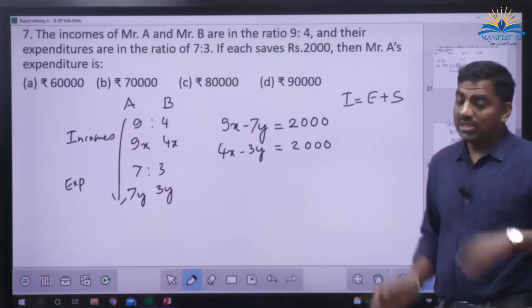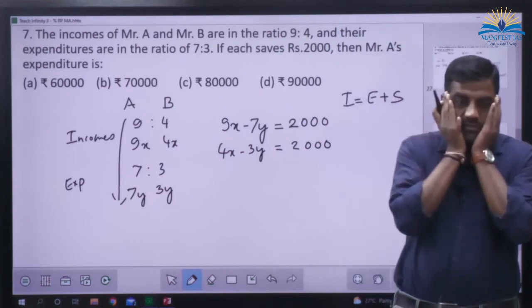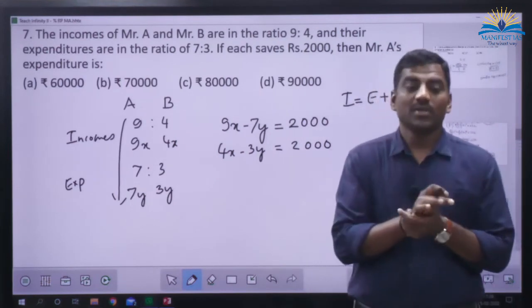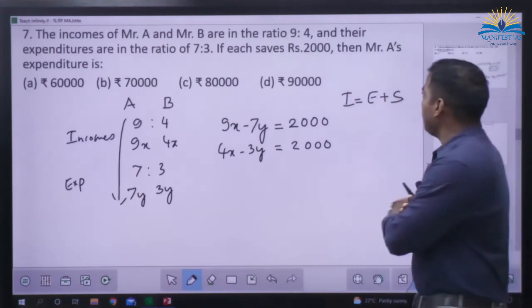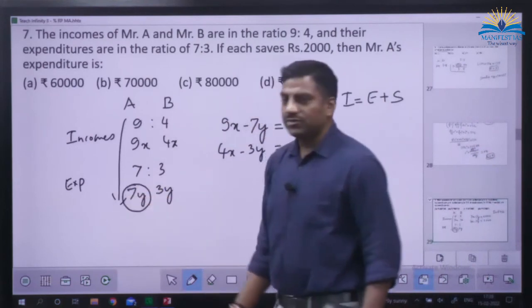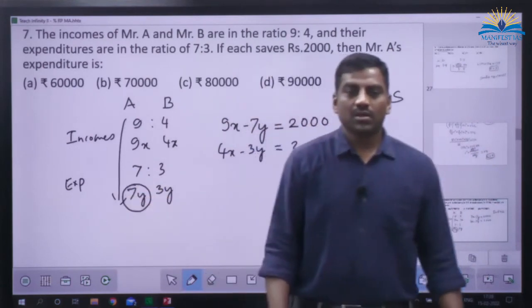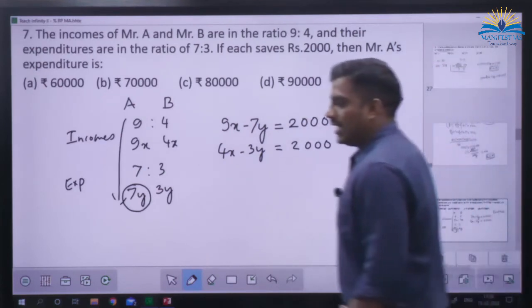Now how many variables do we have? How many equations do we have? 2. Can we solve? Solve. Let's see. Here, what do we want at the end? Expenditure. We want this. That means which variable do we want to keep? y. We have to discard x somehow. Let us see your skill.